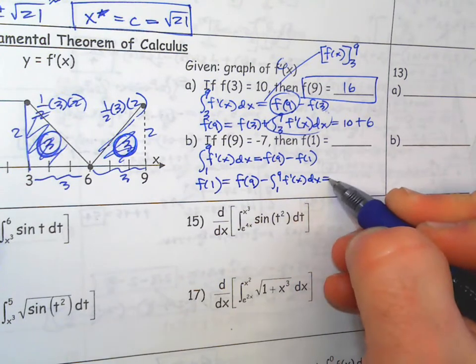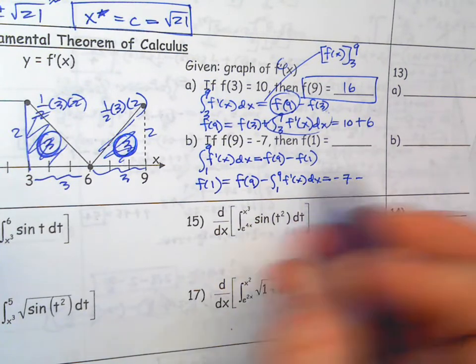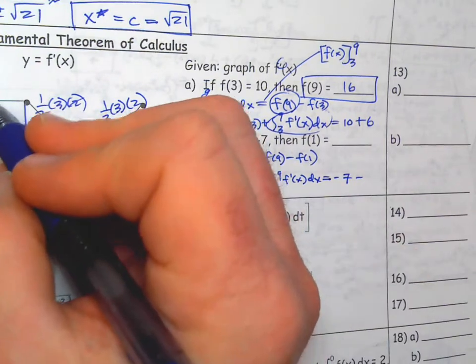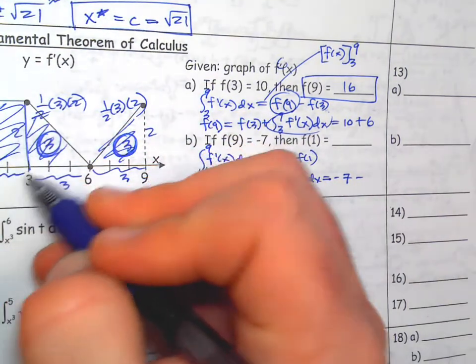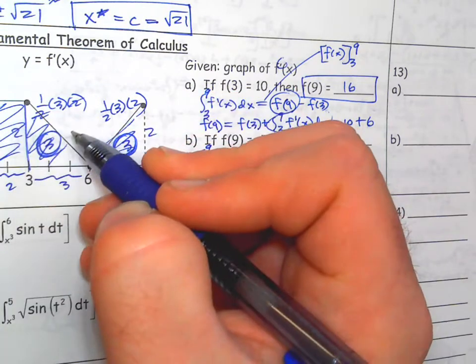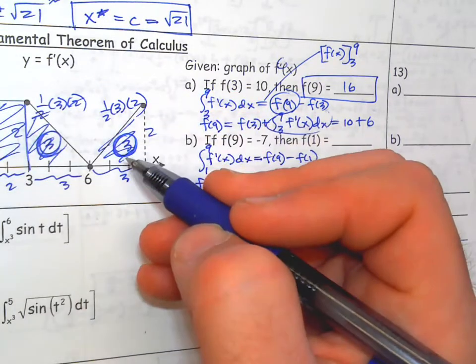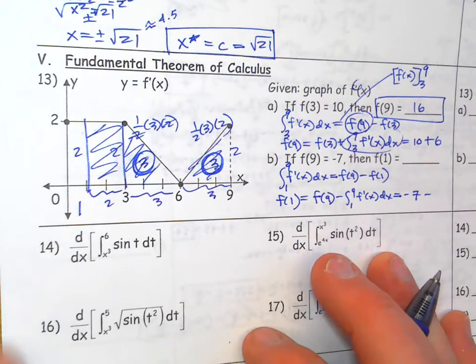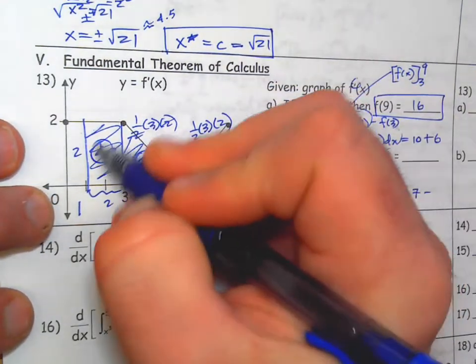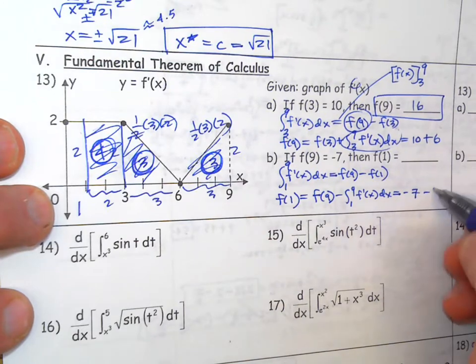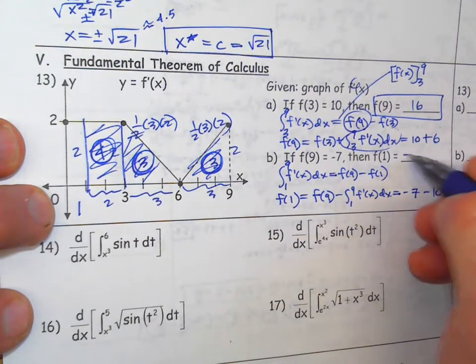Now f of 9 is negative 7. So I've got to figure out the integral from 1 to 9. Well, that just adds this rectangle, 2 times 2. Be careful, the size of the marks on the vertical axis and horizontal axis are different. So this is going to be 4. So it's going to be 10, and the final answer is going to be negative 17.